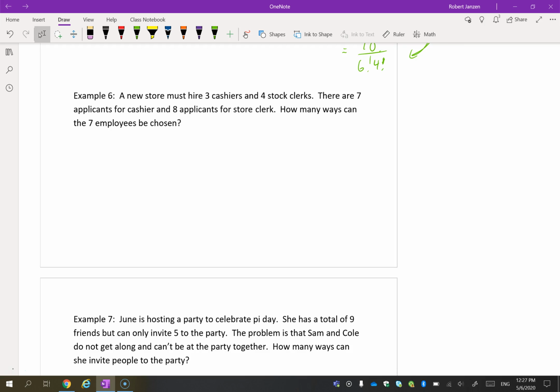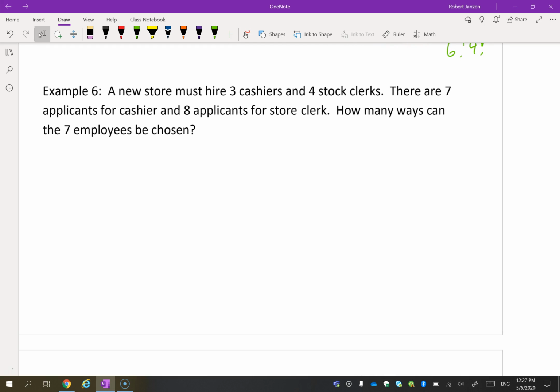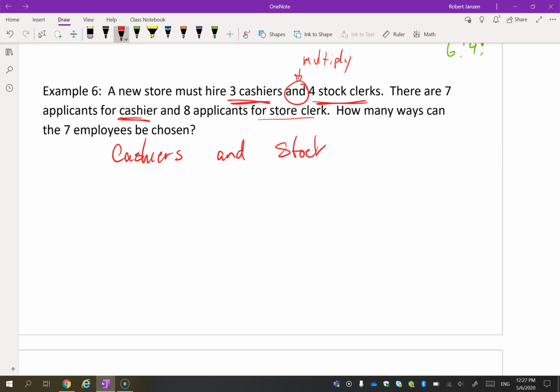All right, next. A new store must hire 3 cashiers and 4 stock clerks. What does the word "and" mean again? And means multiply. Okay, so keep that in mind. So there are 7 applicants for cashier and 8 for stock clerk. How many ways can 7 employees be chosen? So we're supposed to choose 3 cashiers and 4 stock clerks.